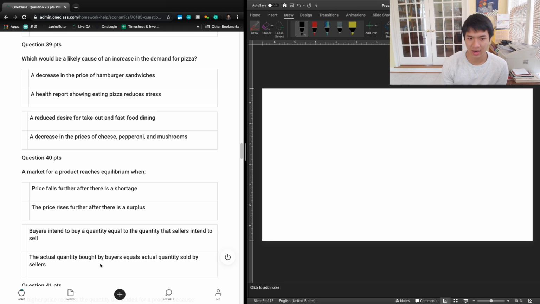C says a reduced desire for takeout and fast food dining. If you don't want to have takeout and fast food dining, assuming that pizza is falling under the category of takeout and fast food dining, then that reduction in desire is going to decrease the demand for pizza, not increase it. And finally, D says a decrease in the prices of cheese, pepperoni, and mushrooms. So assuming these are inputs to the production of pizza, we would expect this to increase the quantity of pizza supplied, or increase the supply of pizza overall, but it would not really have an effect on the demand for pizza, right? That's going to be a supply side determinant, not a demand determinant. So it looks like B is going to be our best answer choice here.